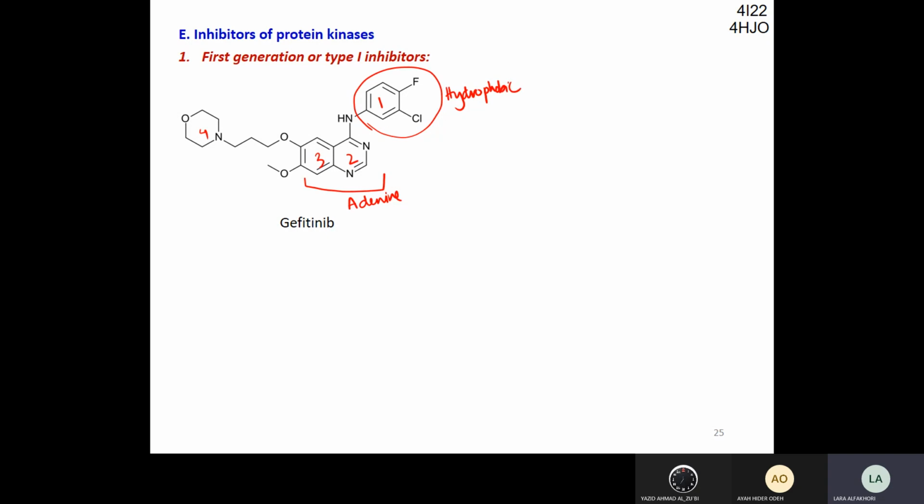Okay. Do I consider this group hydrophobic in nature? It is a benzene with fluorine and chlorine on it. We generally know that halogens usually increase the lipophilicity of a drug, so I would consider this one a hydrophobic group. Okay.